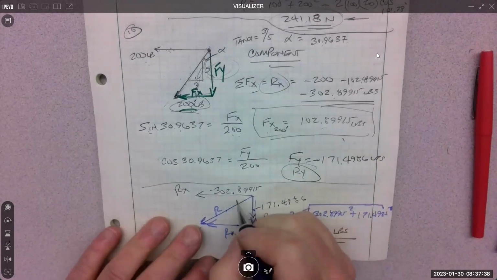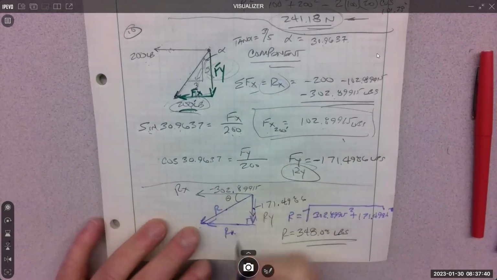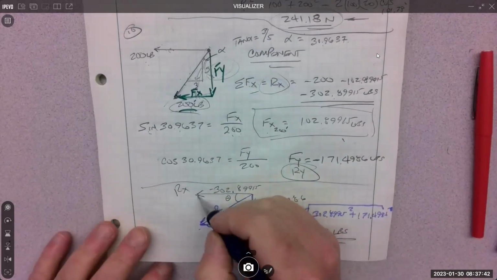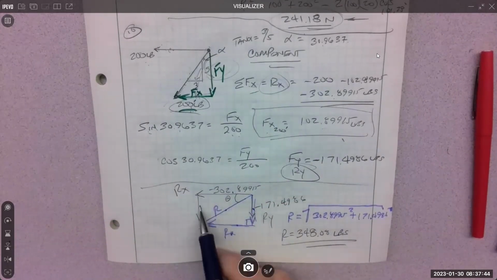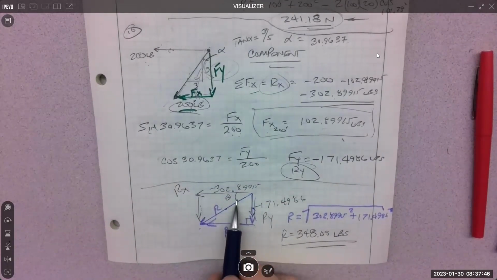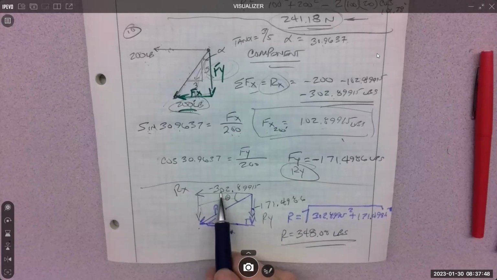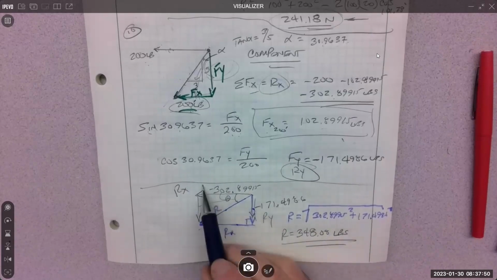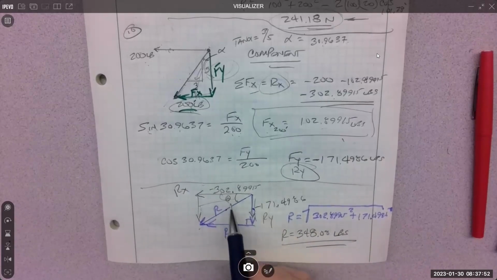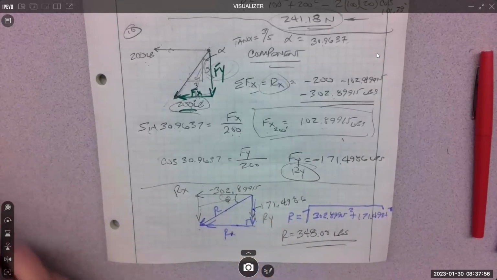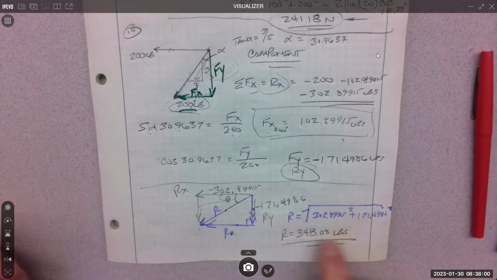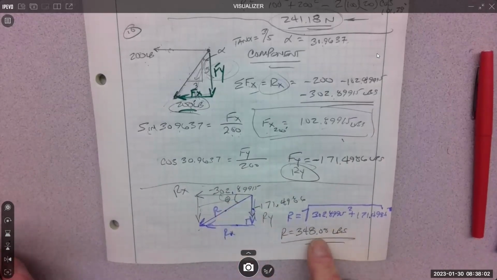This angle, if I wanted this angle, which is the common one that I want, remember, that can just go there. So I just use inverse tangent, opposite over adjacent. It's going to be the 171 divided by the 302, inverse tangent to get that. So I'll do that real quick because we really need the angle that R acts on.